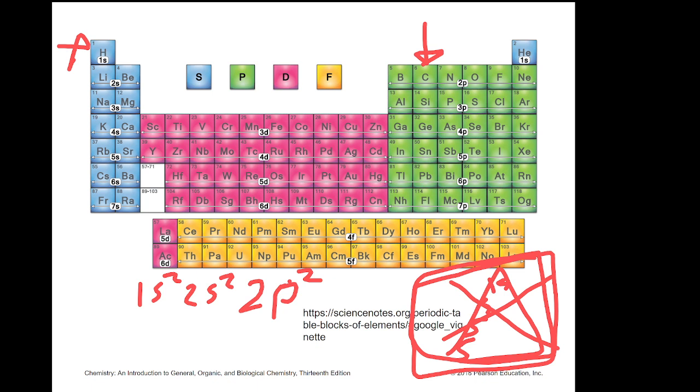The periodic table is these orbitals. That's why the shape's like that. You see how all the blocks stay together nicely? That's why the shape's like that.